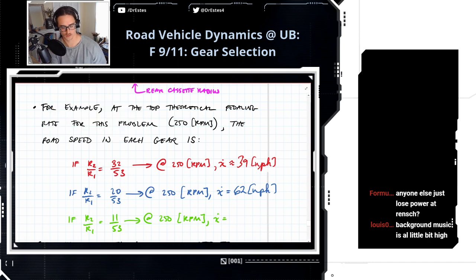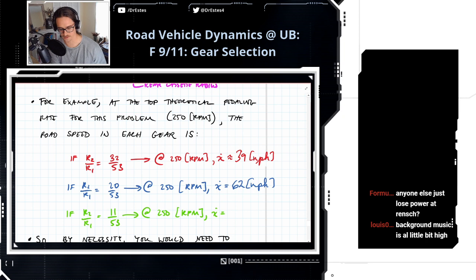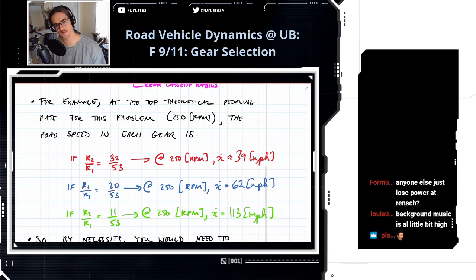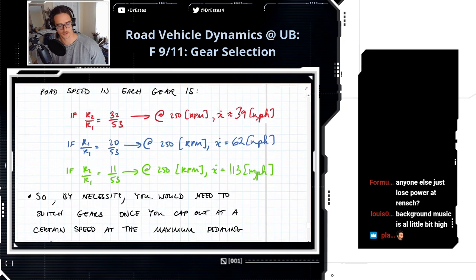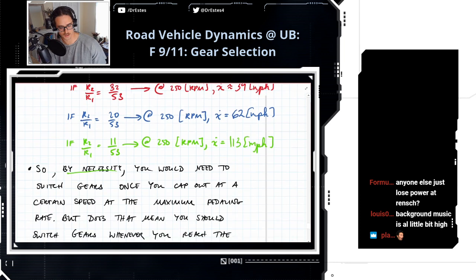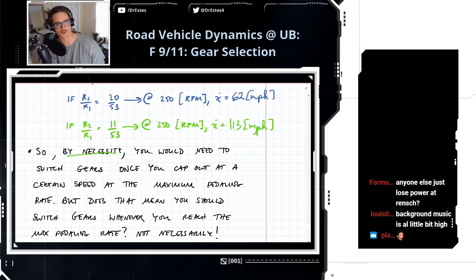And for this gear ratio, now this is just theoretical, if you could get up to 250 RPM, you'd be going 113 miles per hour. Okay, so the point I want to make is, even if you're in this gear that produces higher acceleration for a given pedaling rate, by necessity, you would need to switch gears once you cap out at a certain speed at the maximum pedaling rate.